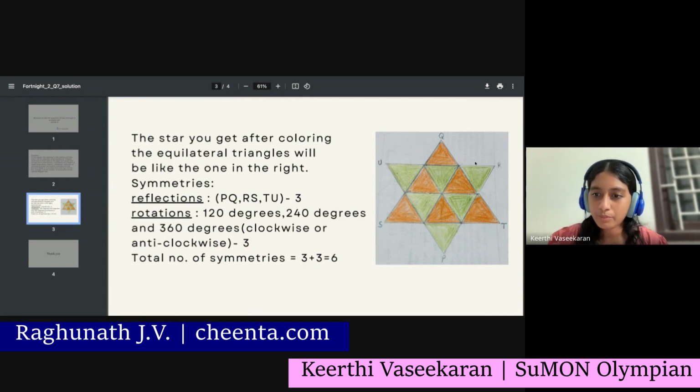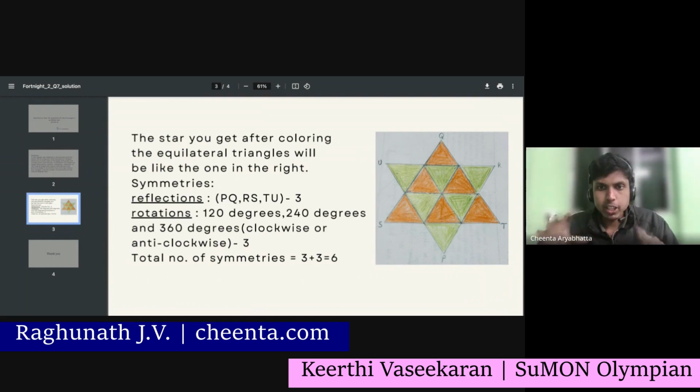The other one would be through these lines of the hexagons, but they won't be giving us a symmetry because the adjacent triangles here and the opposite ones will be of different colors. So through reflections, we have only 3 symmetries, which will be through QP, SR, and TU. Now for rotations, we are going to consider equilateral triangles. Those are the axes of reflection, right? QP, RS, and TU, yes.